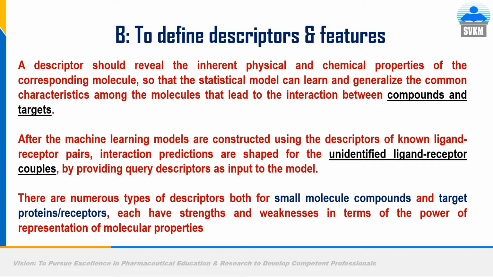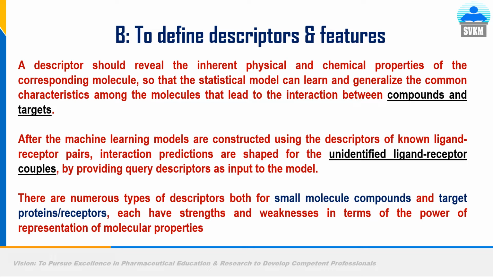Second is to extract identifiable or measurable features or properties or descriptors from the input data. That is, a descriptor should reveal the inherent physical and chemical properties of the corresponding molecule in case of drug discovery, so that the statistical model can learn and generalize the common characteristics among the molecules that lead to the interaction between compounds and targets.